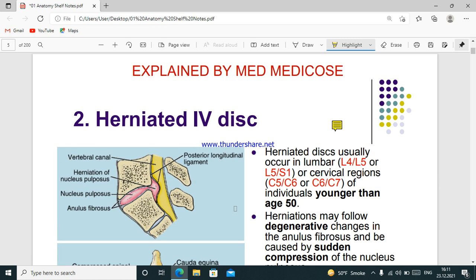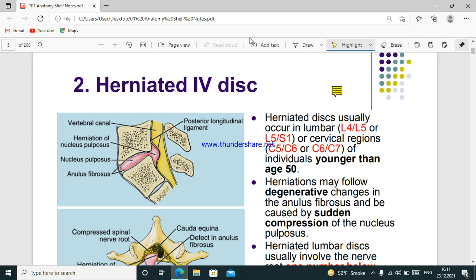The second topic is about the herniated disc. Basically we have four important herniated discs. Two are in the cervical region and two are in the lumbar region. The two in the cervical region are C5-C6 and C6-C7, and the two in the lumbar region are L4-L5 and L5-S1.